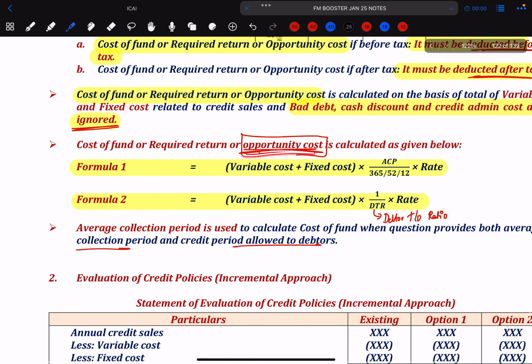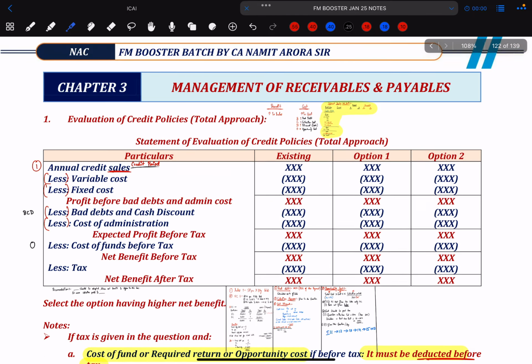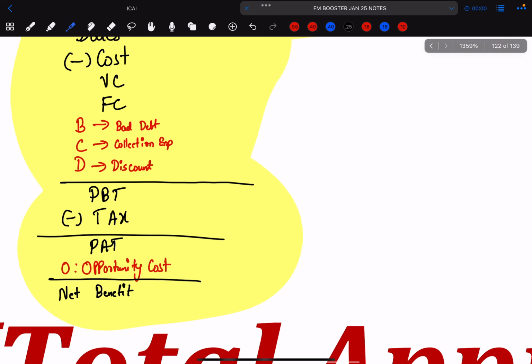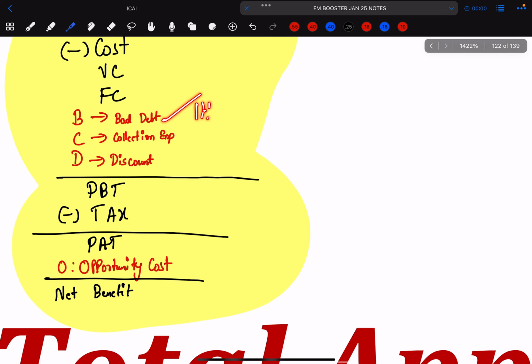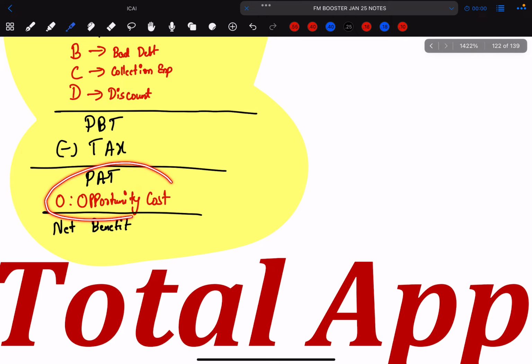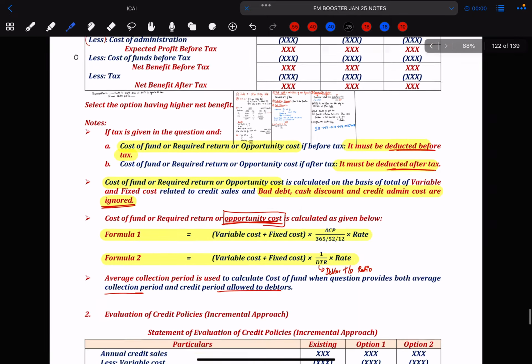Opportunity cost, bro, this is important. Okay, opportunity cost, what I've told you here. So see, bad debts, 1% in sales, something will be given. Collection expense will be given in the question. Discount also they have given like 2%. We have already stored 2 by 10 like that. And the last one is opportunity cost. The opportunity cost formula is this one.